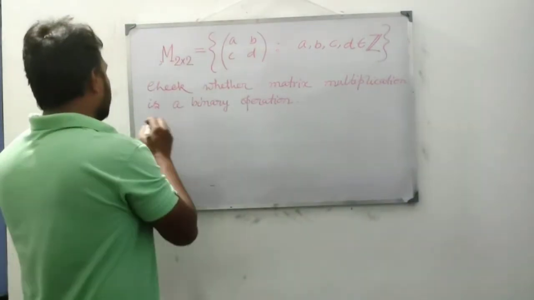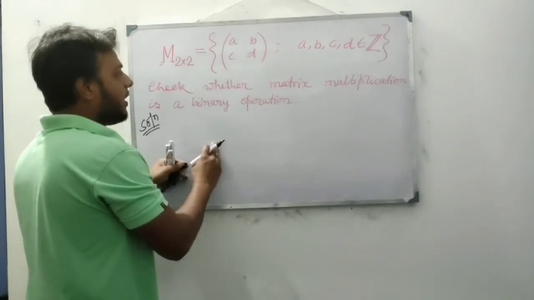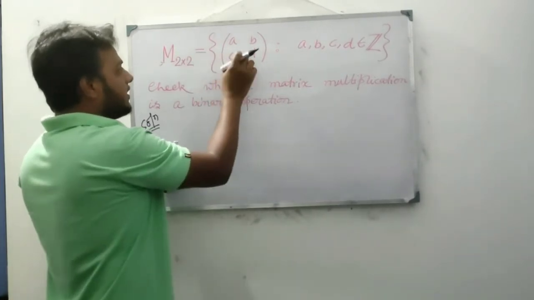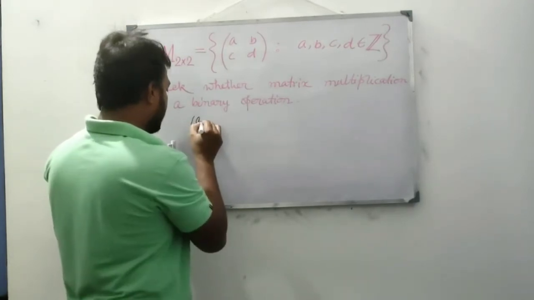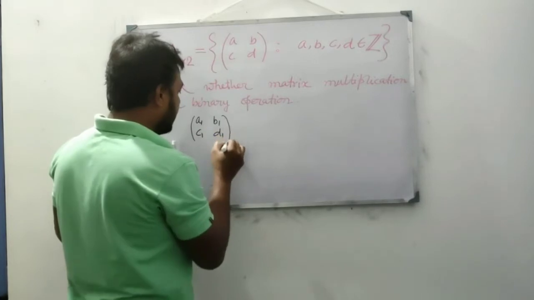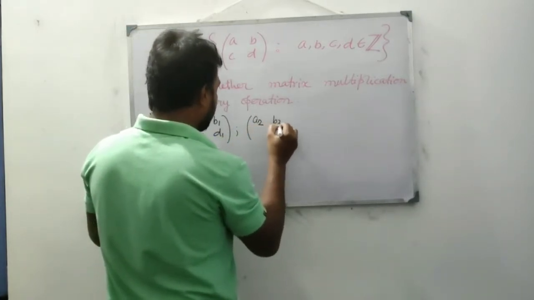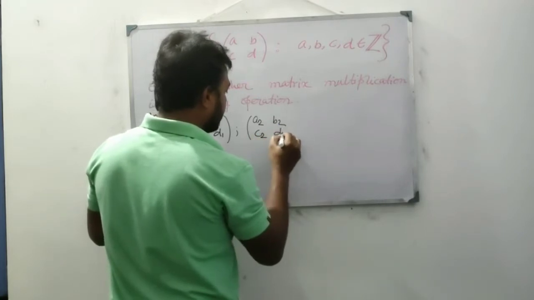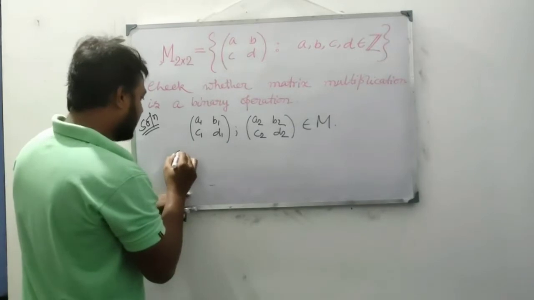To solve this problem, this is very easy. Actually, it will be a binary operation, matrix multiplication. Why? If we consider any two matrices of 2 cross 2, suppose arbitrarily one is A1, B1, C1, D1, and another matrix A2, B2, C2, D2. These two matrices are from the set M. Now multiply these two matrices.